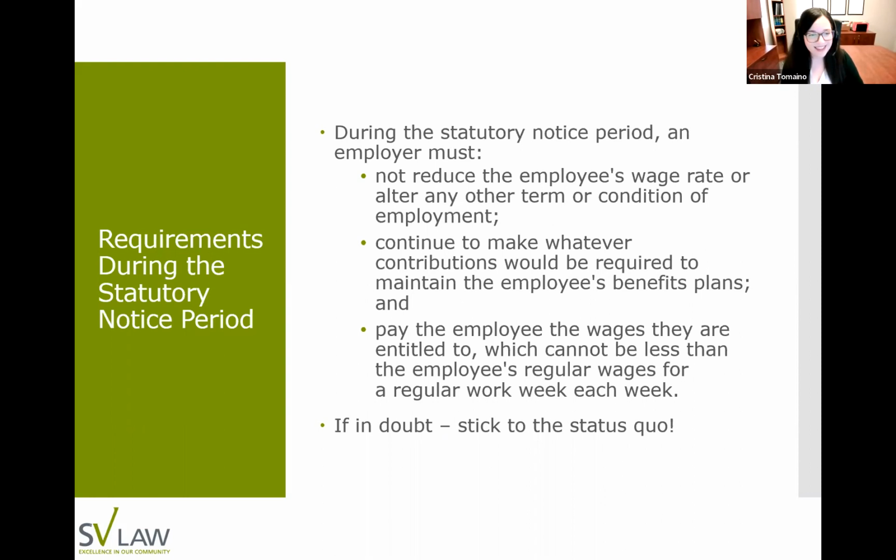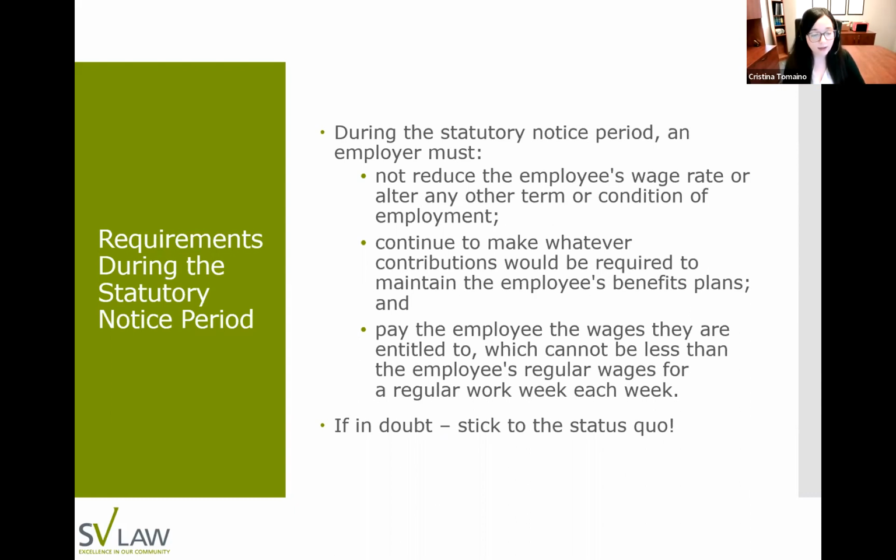What I often see is employers will say, well, I'll give you 2 weeks notice, but we actually don't need you in the office. So go home and we'll be done. That can work if it's a salaried employee, but if it's an hourly employee, then what you've really done is you've reduced their earnings for that notice period in a way that is impermissible. So my rule of thumb is, if in doubt, just stick to the status quo during the statutory notice period. And that is the case regardless of whether you are providing notice of termination or pay in lieu of notice.